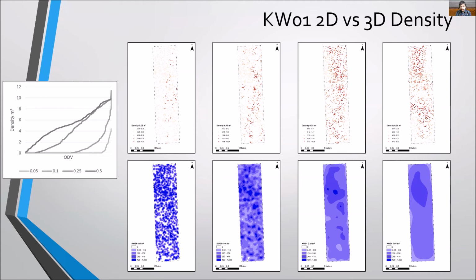When the 3D density is considered, what becomes apparent as the 3D density increases is that there is a band of artifacts running approximately north-south parallel with the trench, as we can see on the top row.